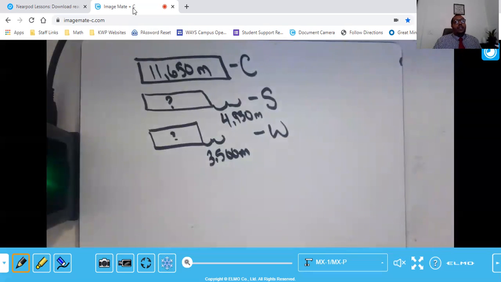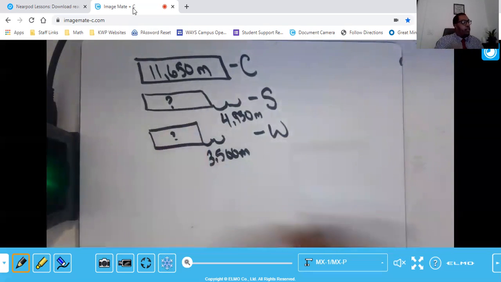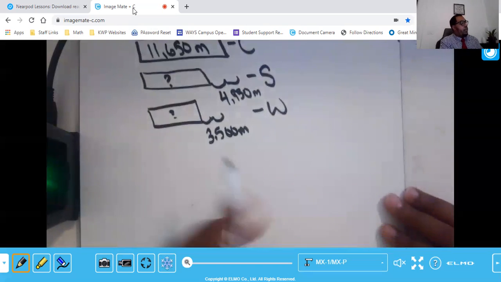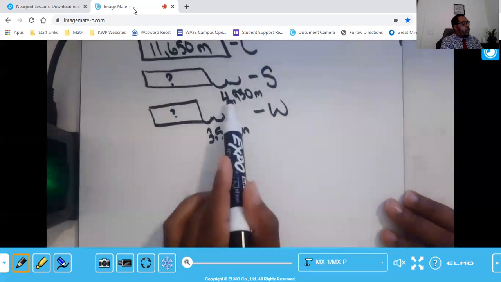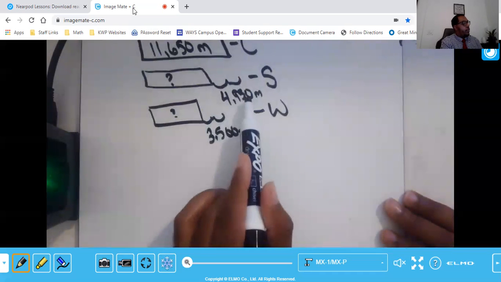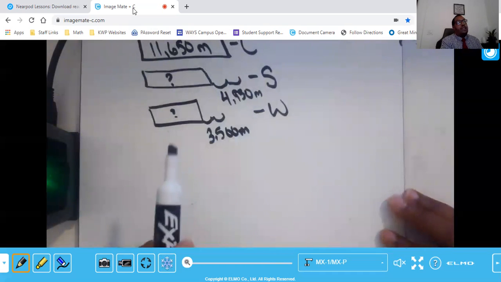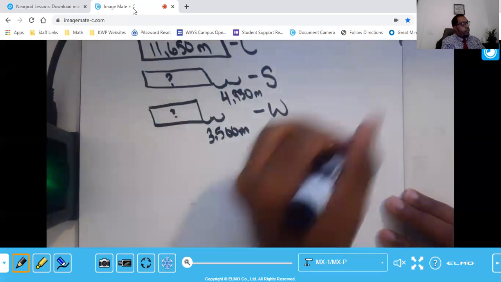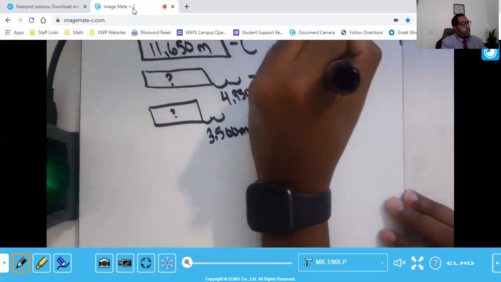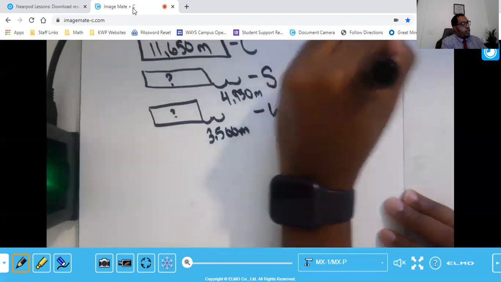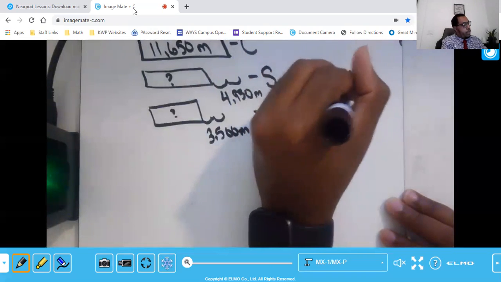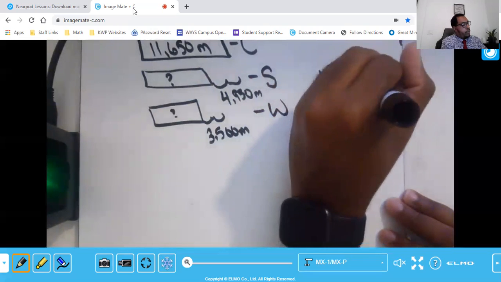So now we can go through the process, because we have our picture, of either adding or subtracting to figure out these amounts of silk and wool. So I know that they used 4,950 fewer meters of silk than they did of cotton. So in order to find what this other part is, I know I'm going to have to subtract. So my subtraction sentence will be 11,650 meters minus 4,950 meters.